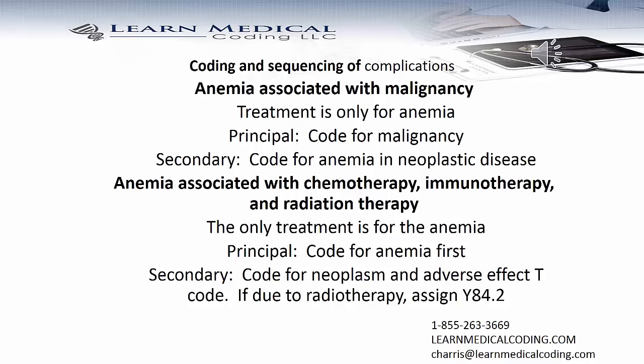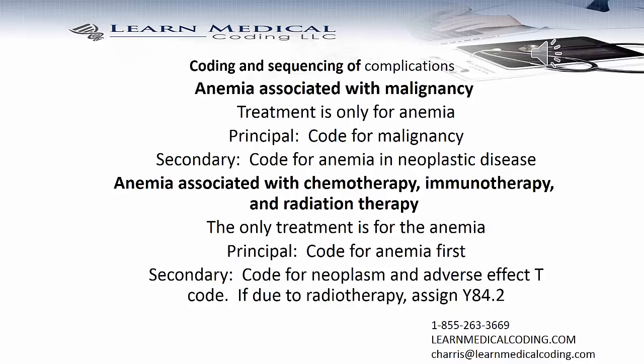Coding and sequencing of complications for neoplasms. Anemia associated with malignancy. The treatment is only for the anemia. When the treatment is only for the anemia, your first diagnosis listed, or the principal diagnosis, would be the code for the malignancy. The secondary code would be the code for the anemia due to neoplastic disease.